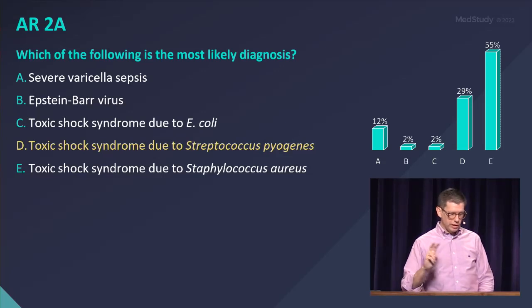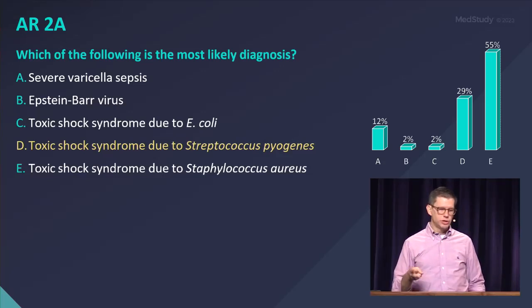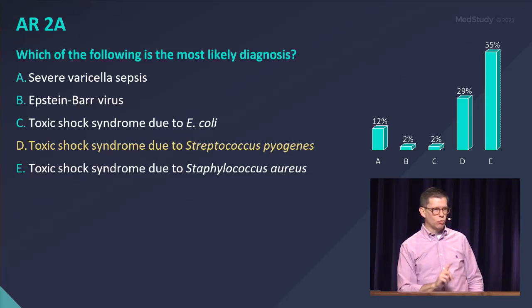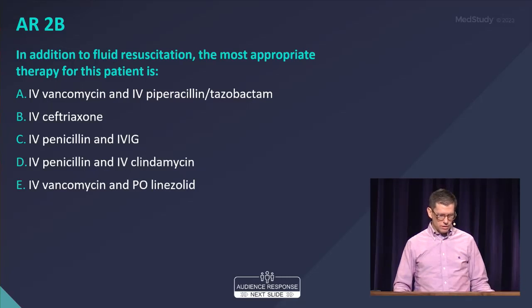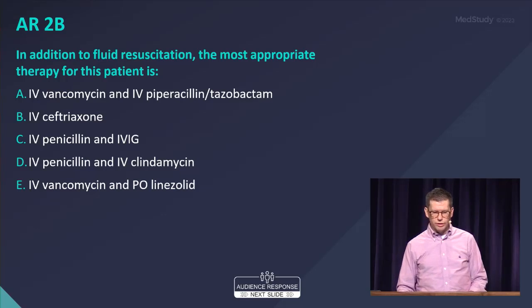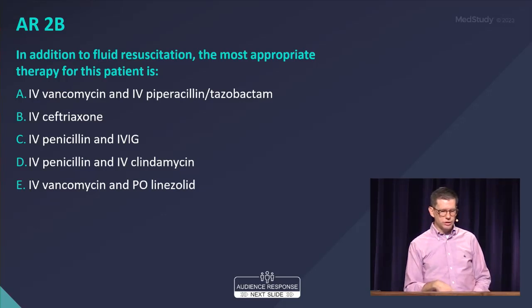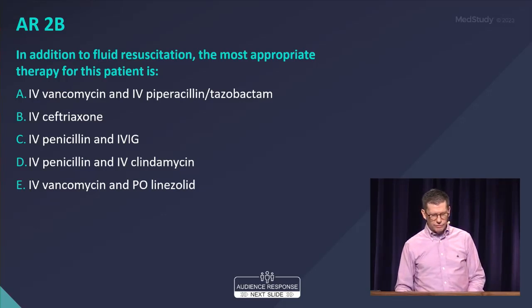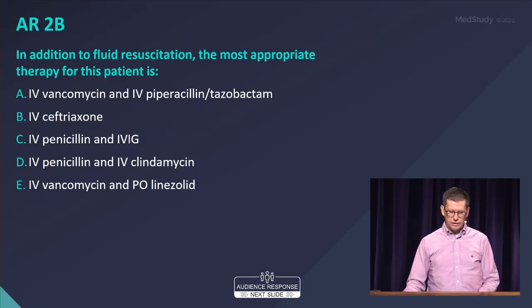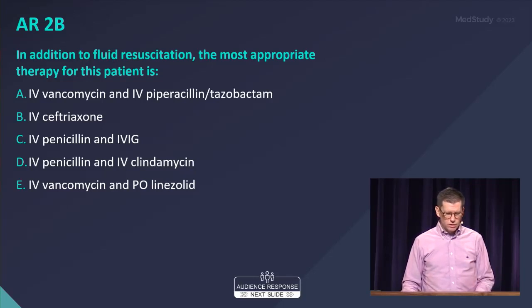So then you're right, you're between the two you mostly picked, right? Strep pyogenes or Staph aureus. So in this case, it was group A strep. We're going to talk about why in just 1 second. But first, I'd like to know what you want to do for this kid. In addition to fluid resuscitation, the most appropriate therapy for this patient, now that you know the diagnosis, is what? IV Vanc and IV Pip/Tazo, IV ceftriaxone, IV penicillin and IVIG, IV penicillin and IV clindamycin, or IV Vanc and PO linezolid.